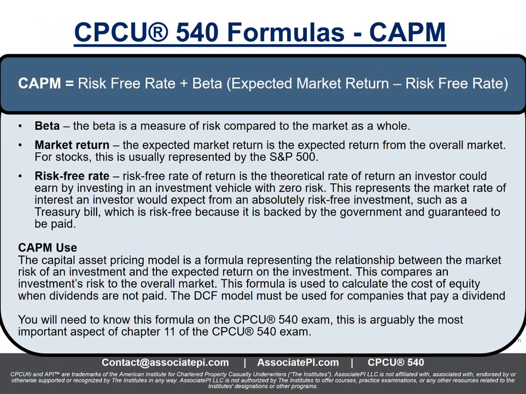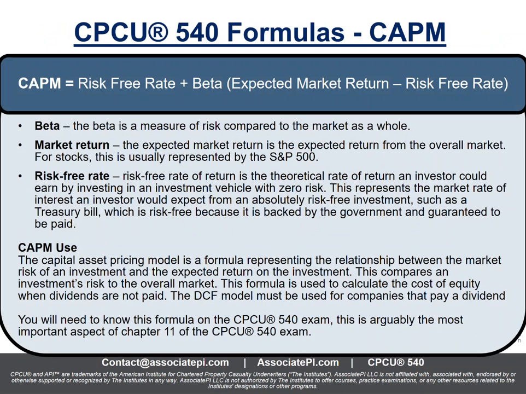All right, so that was the most important formula. Now the second most important formula. The second most important formula is the CAPM. So there's a lot to read on the slide. I'm not going to read you everything. I recommend you pause the video and read through it. But essentially, this is the second most important formula. So it's the risk-free rate plus beta times the expected market return minus risk-free rate.